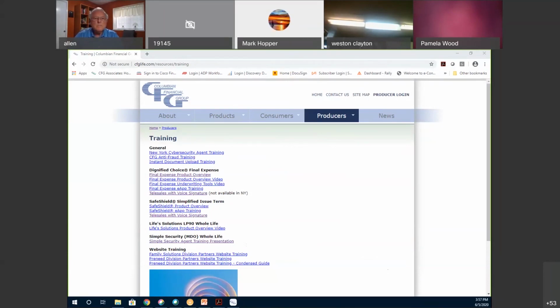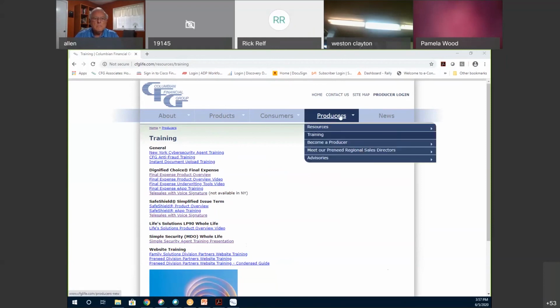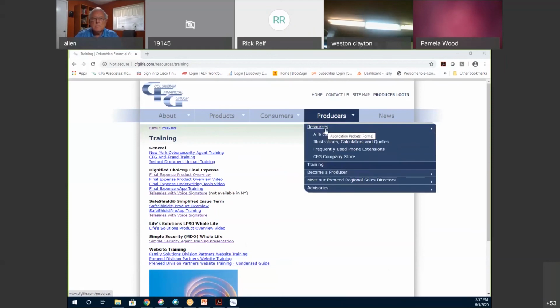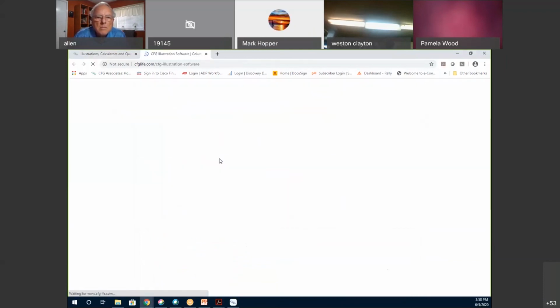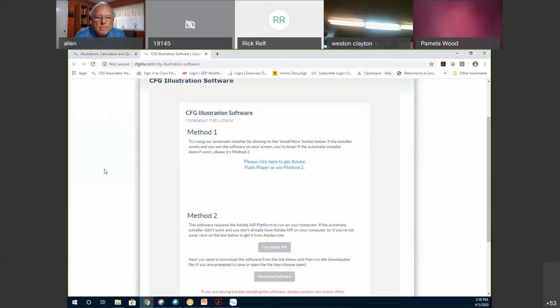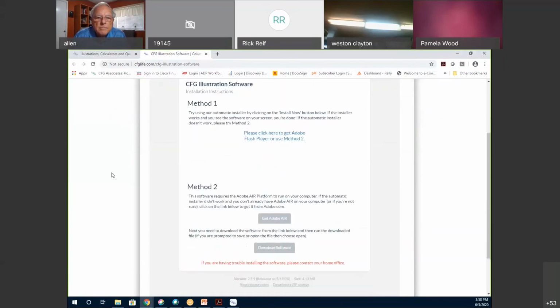Also from the website, under Producers, you'll go to Resources, and then the second one down is Illustrations, Calculators, and Quotes. So if you'll click on that. The first one, CFG Illustration Software, when you click on that, it's going to bring up information about how to download this. And then Christine, if you'll move on to the actual software.